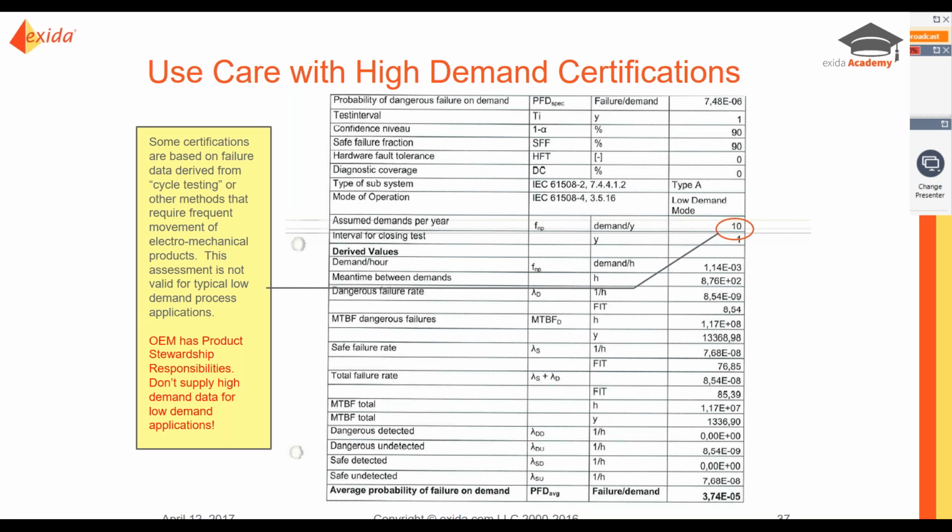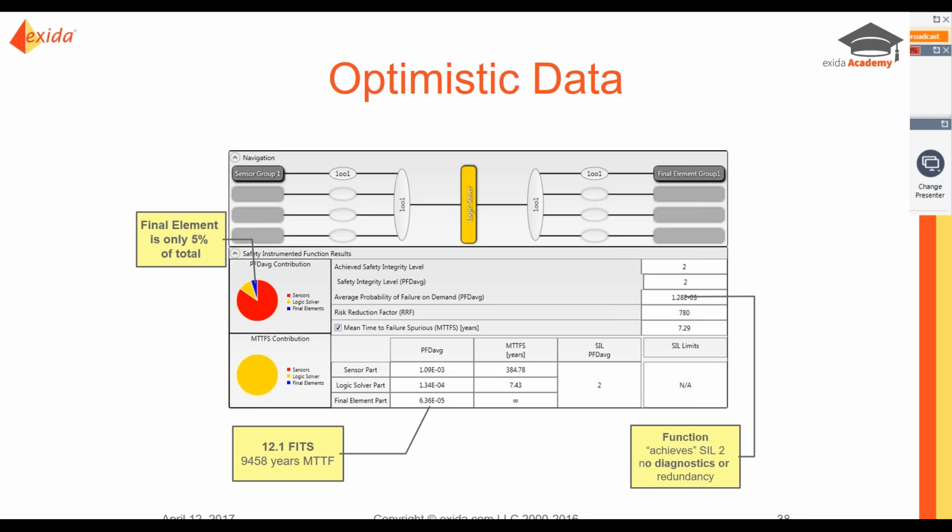So this is an actual certificate that we saw, and it lists the failure rates and also the demand per year and all of that. And from that, we were able to do an exSILentia for this system. Unfortunately, this wasn't for a sensor. This was for a final element. So the example that we are using is a completely different example from before. This was actually a certificate for a final element.